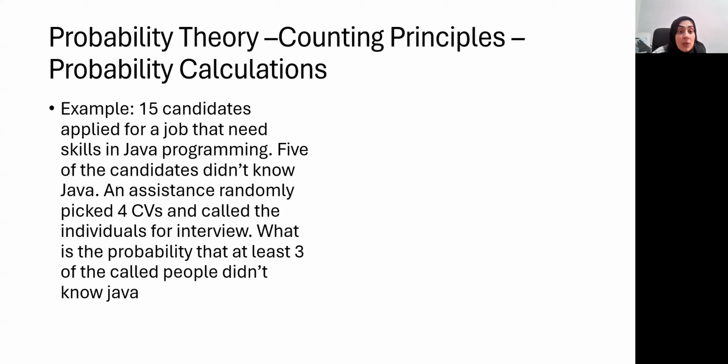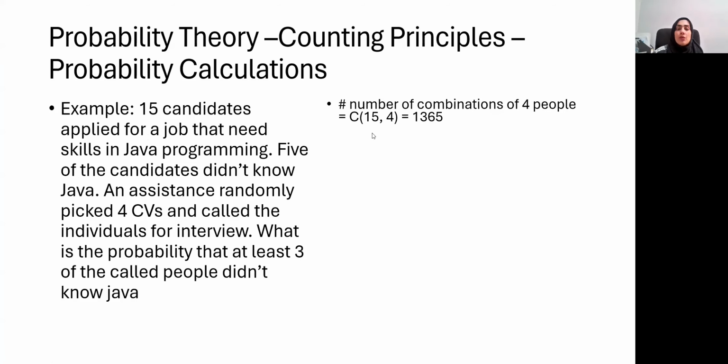which means that, since it is at least 3, there could be 3 people who did not know Java or 4 people who did not know Java. Although we have a total of 5 such people, since we are making a selection of only 4 people, the event here is either 3 people do not know Java, or all 4 of them do not know Java. So how are we going to solve it? First, we need to extract the data from this question.